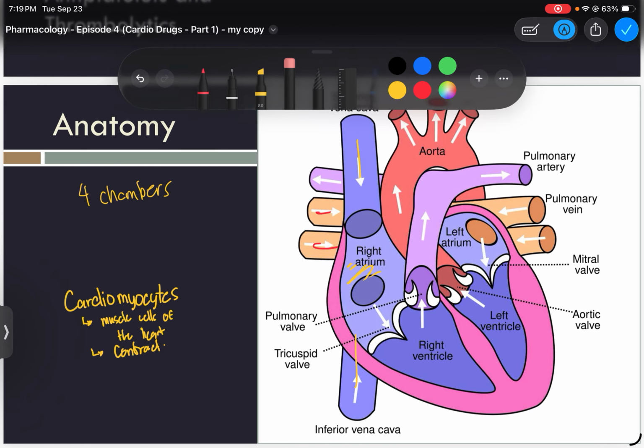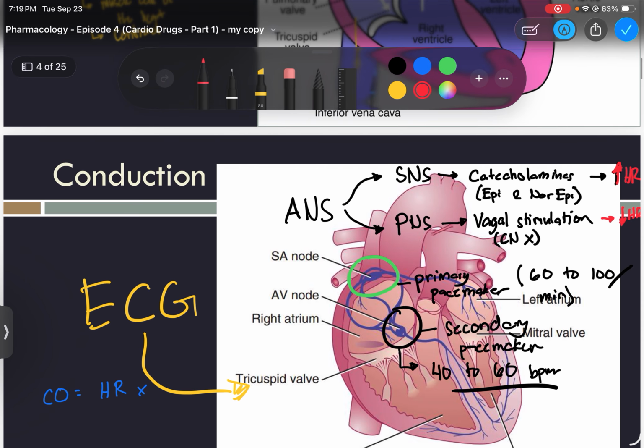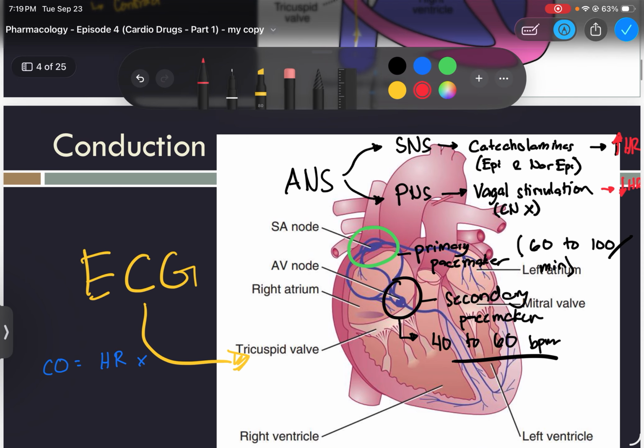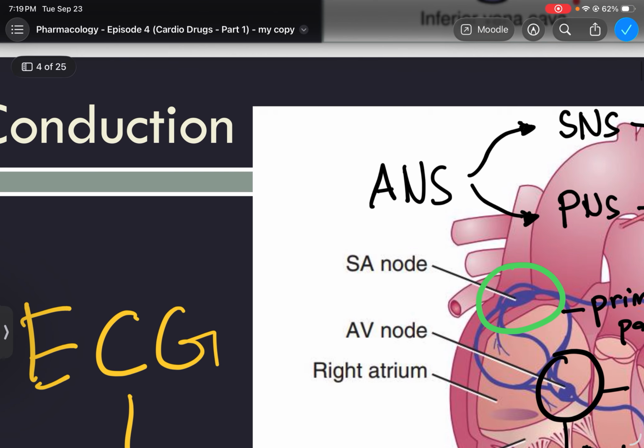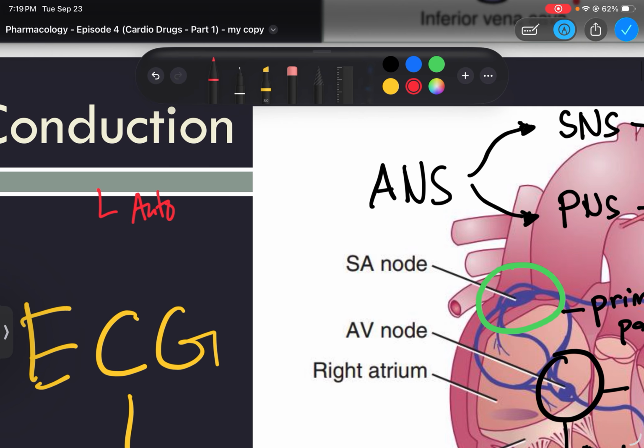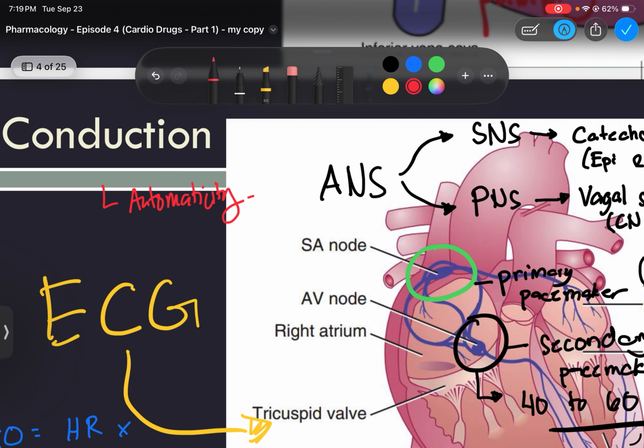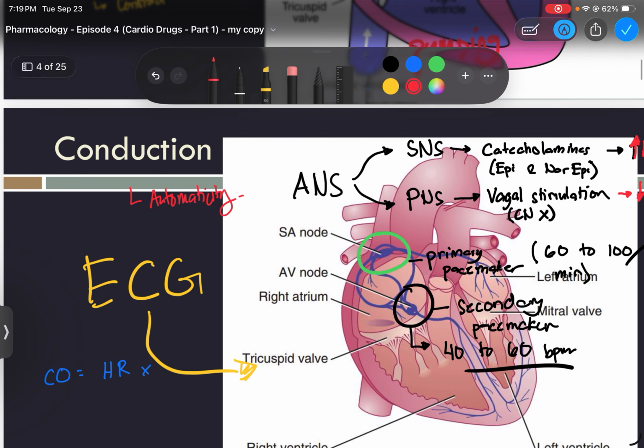Okay. Now let's talk about conduction. Our heart has the quality of what we call automaticity. Meaning to say, it is able to create its own electrical impulses by itself. So this is very important, class, because the contraction cycle revolves around our electrical impulses.